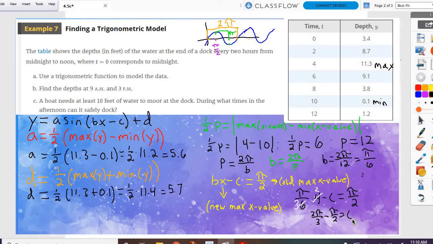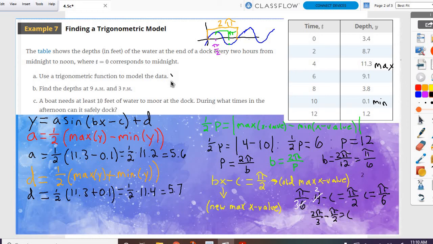We would have to multiply our first one by 2. So we would get 4 pi over 6 minus, we have to multiply our second one by 3, so we would get 3 pi over 6. So 4 pi over 6 minus 3 pi over 6 gives us a c value of pi over 6. So then now, what we want to do is basically plug all of that in to find that first equation. We did all of that work to be able to plug back in.